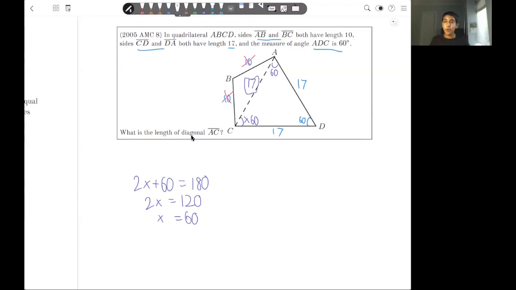This is kind of a troll problem because those 10 lengths are irrelevant. When I first solved this problem, I also got my answer wrong because I didn't have to use this 10 at all. But just be careful here, because AMC will sometimes have these kinds of problems. It turned out to be a pretty simple problem. The answer is just 17. Any questions?